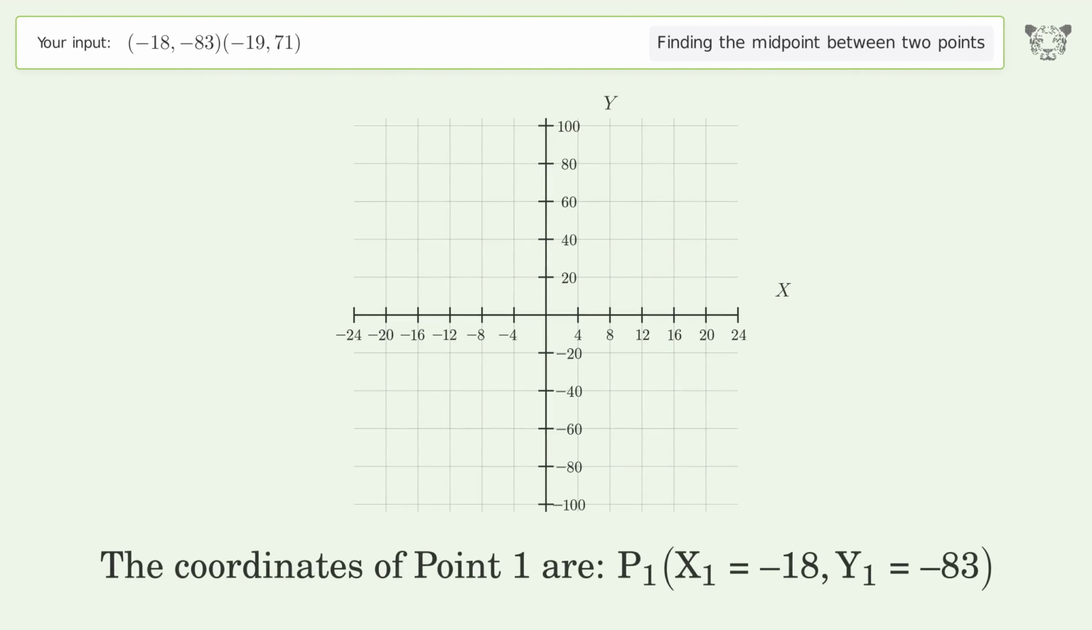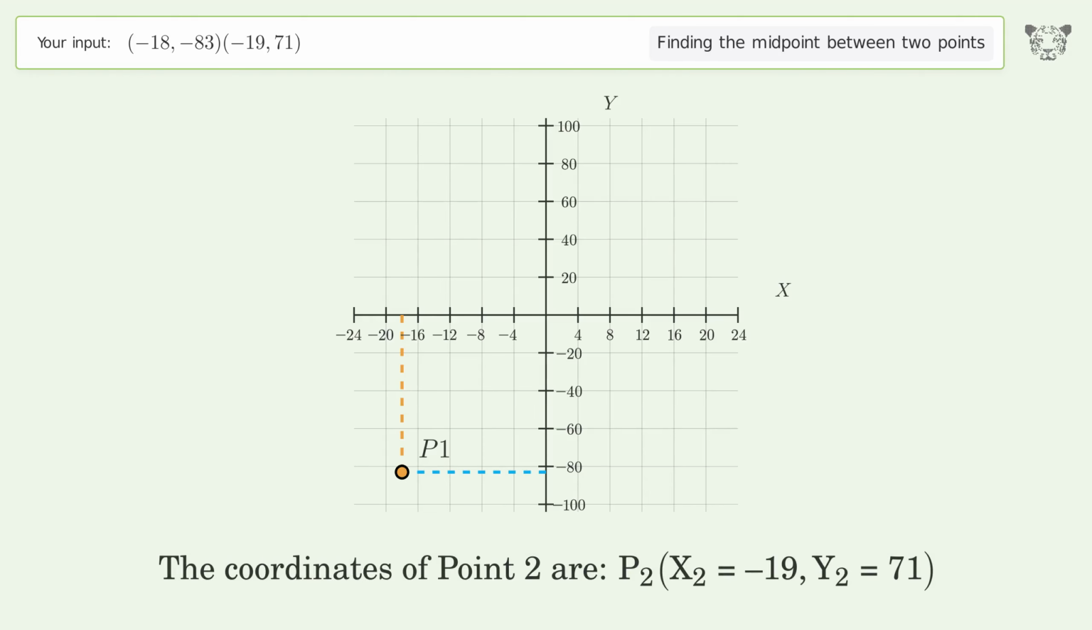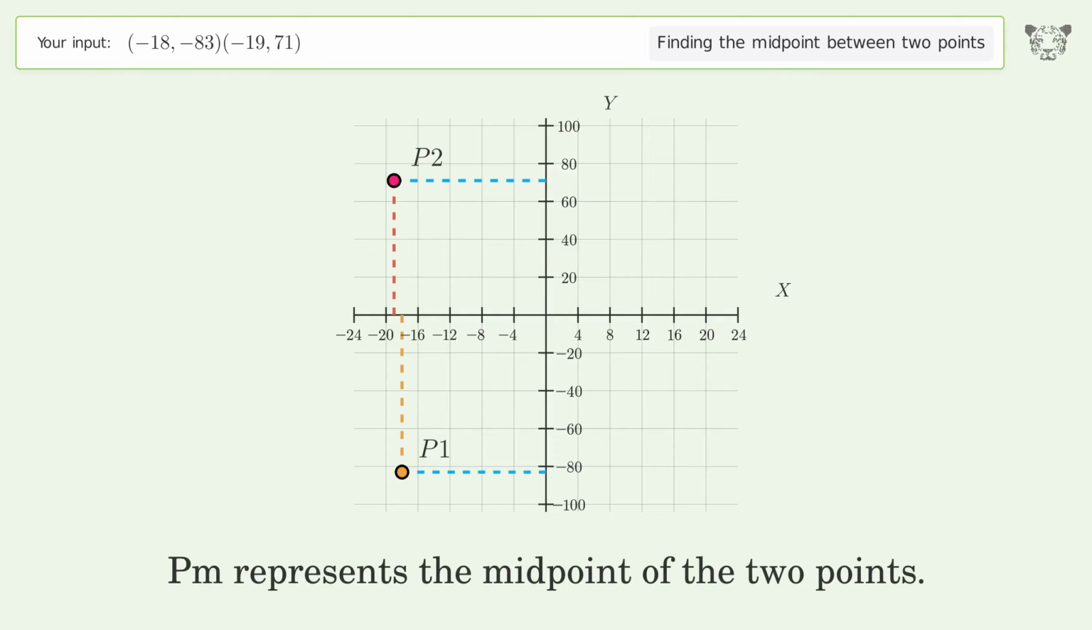The coordinates of point 1 are, x1 equals negative 18, y1 equals negative 83. The coordinates of point 2 are, x2 equals negative 19, y2 equals 71. PM represents the midpoint of the 2 points.